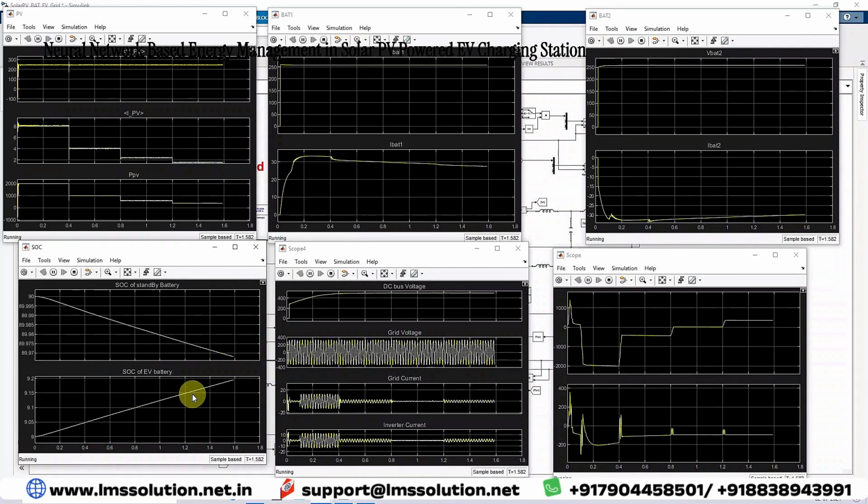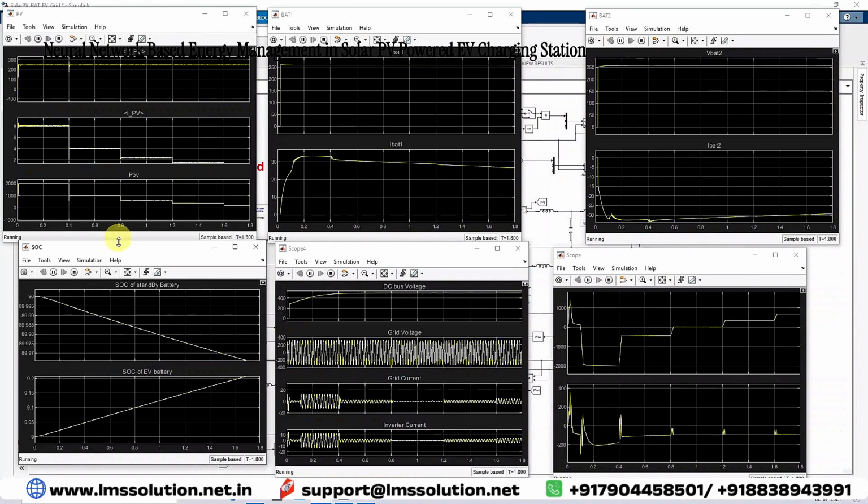Next, we check the process. Once again the PV power comes to some low value. Because of that, the grid supplies some amount of power according to the PV power production. The stationary battery is still discharging and the EV battery is in charging mode.